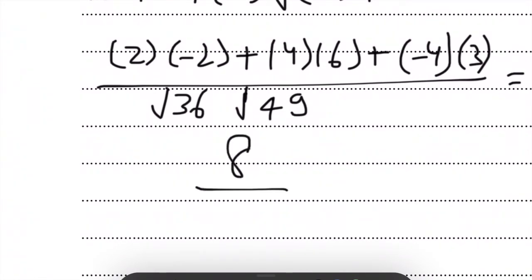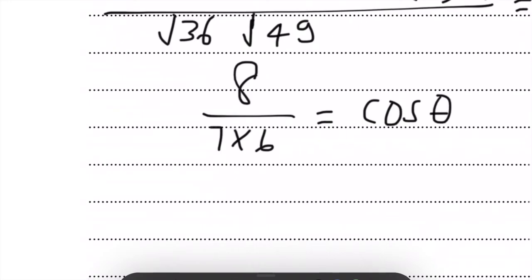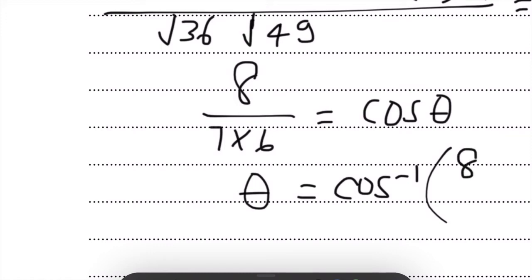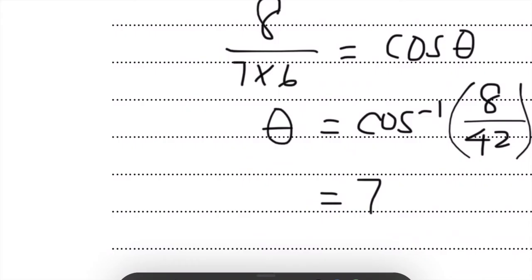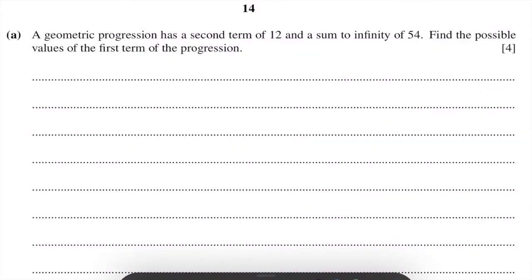We get 8 over 7 times 6 equal to cos theta. So theta is equal to cos inverse of 8 over 42, and we will get 79.0 degrees. A geometric progression has a second term of 12 and a sum to infinity of 54. Find the possible values of the first term of the progression.